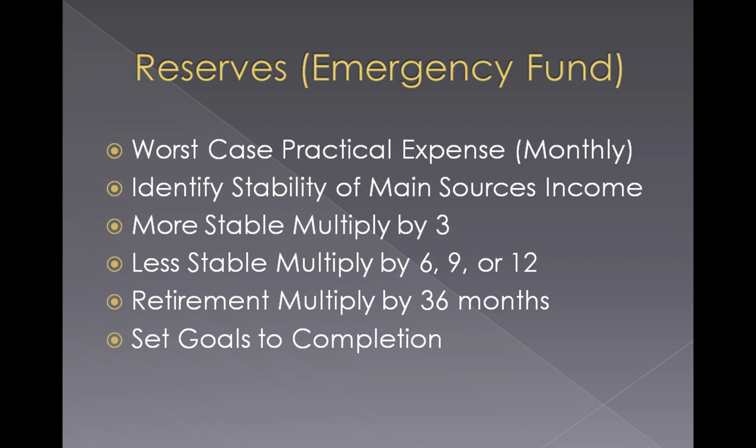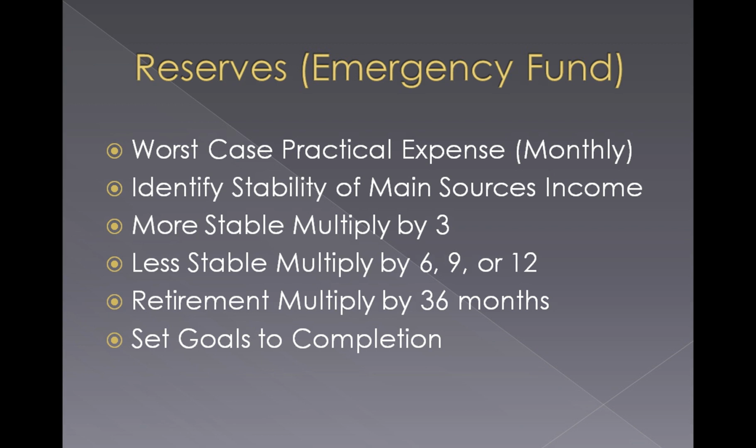Then you're going to identify how stable your main source of income is. If you're something like a teacher or a nurse, that is probably some of the most stable income you can have. So the more stable the income is, you take your worst practical case expense and multiply it by 3.